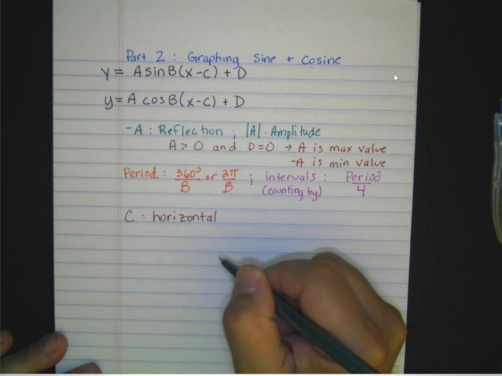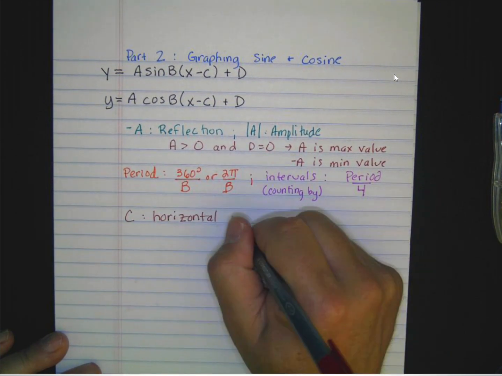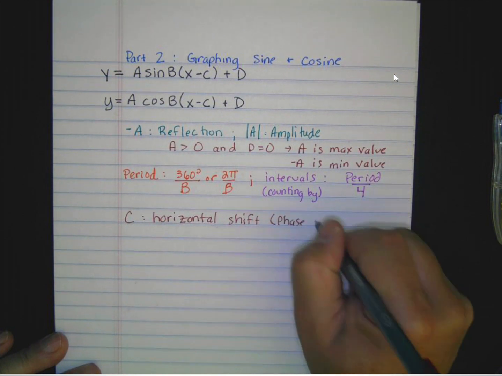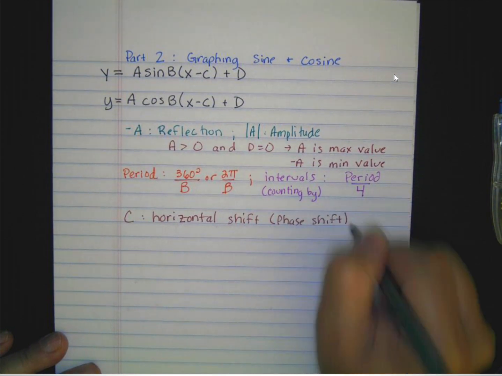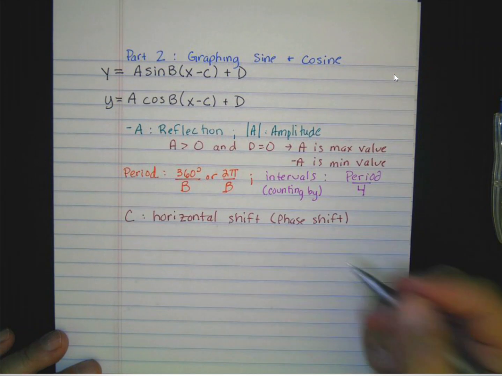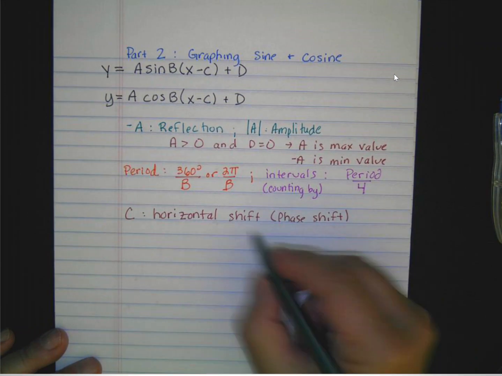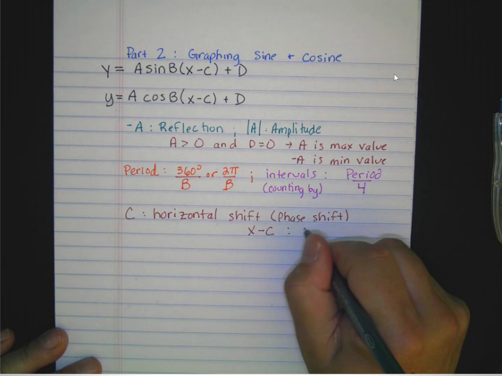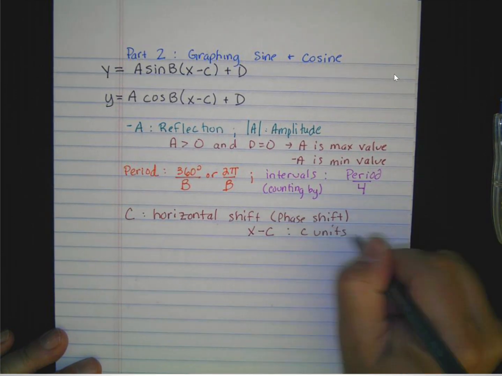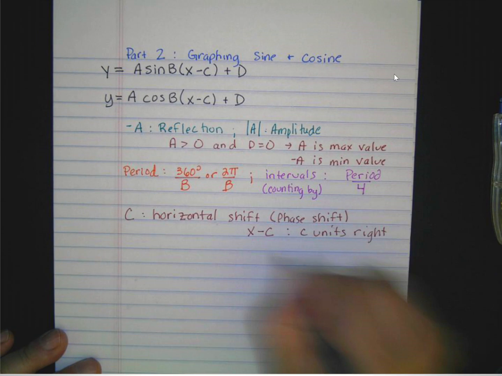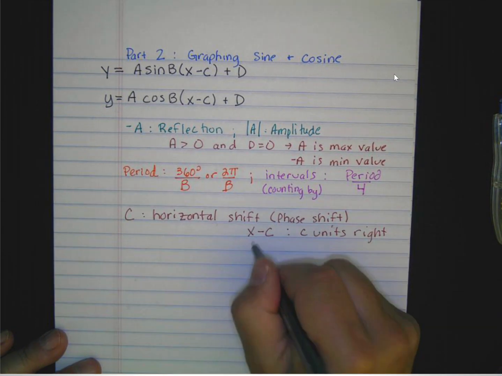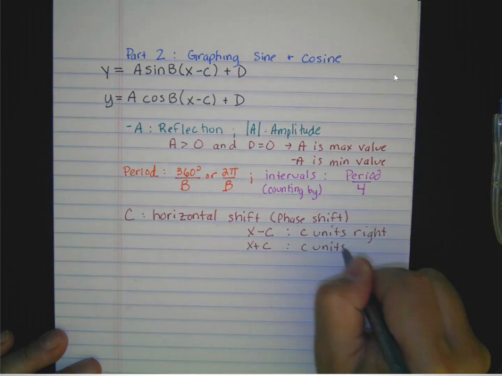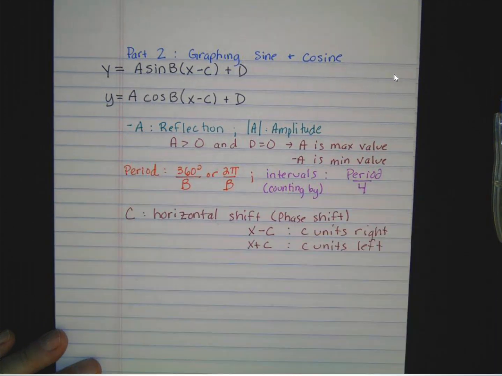Okay, it's your horizontal shift. We actually, in this instance, usually call it a phase shift. And as we know, we've done it many, many times this year, if it's connected to X, so X minus C is going to be C units, which way? To the right. Remember, everything connected to X is always inverse because you're solving. And X plus C is going to be C units to the left. It's the opposite, just like it always was.